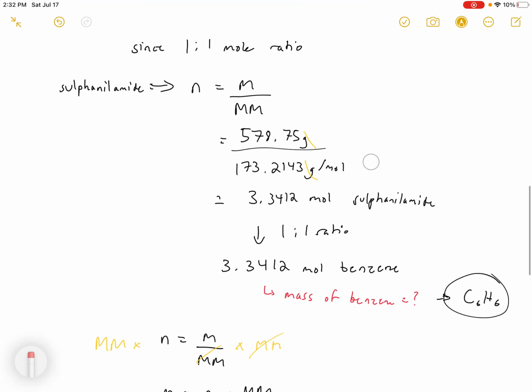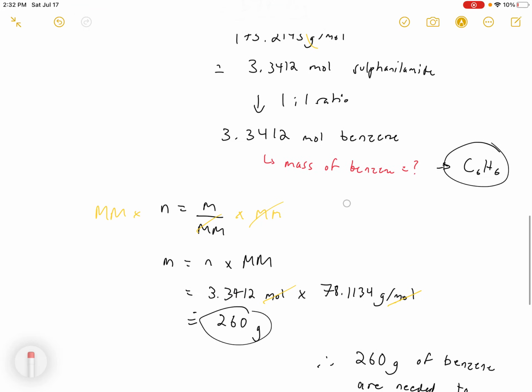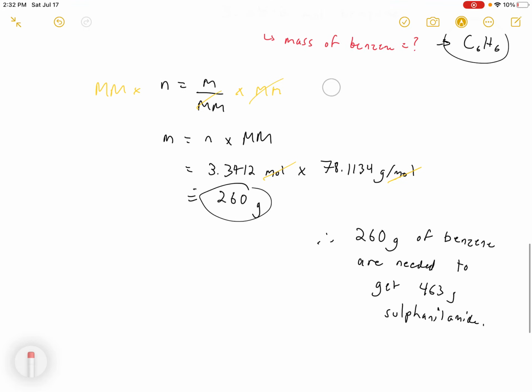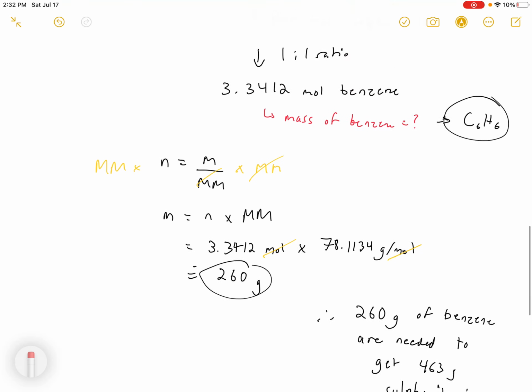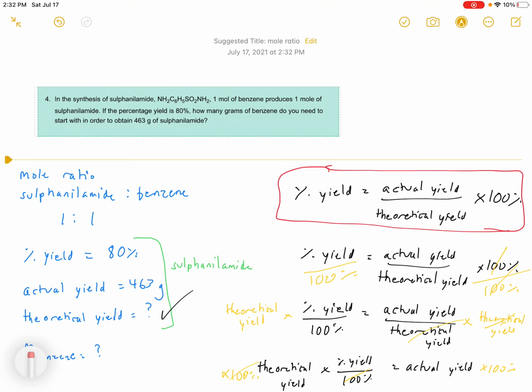So then it was just a matter of using the skills from earlier in the unit to find the moles and then converting between moles of sulfanilamide to moles of benzene, which was pretty quick work because it was a 1-to-1 ratio. And then we just did a little bit more algebra at the end to get a final answer, which was 260 grams. So that's the complete worked solution of this thinking question.